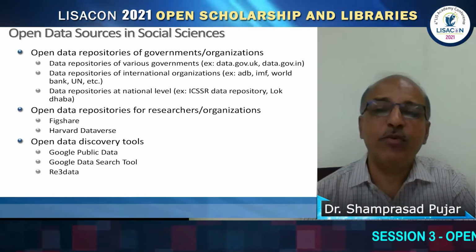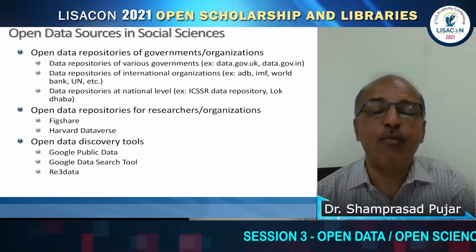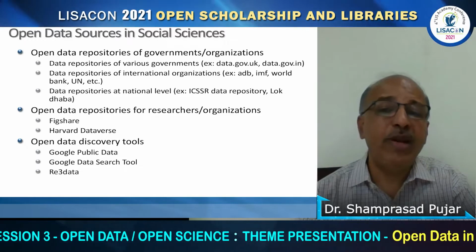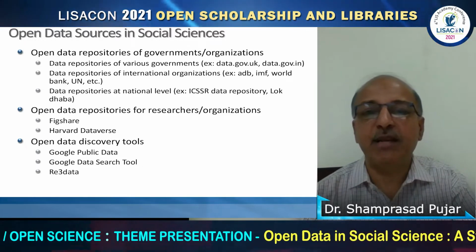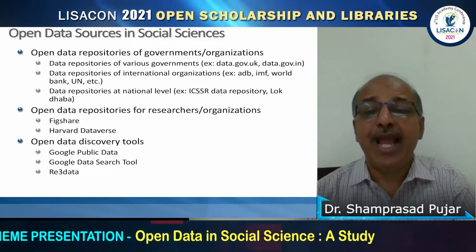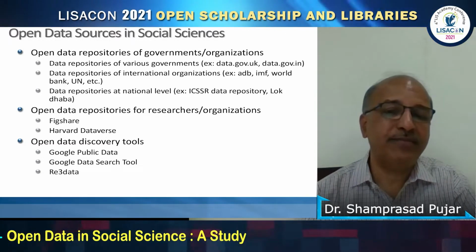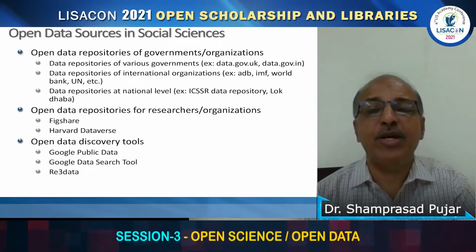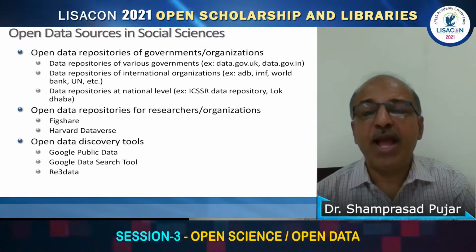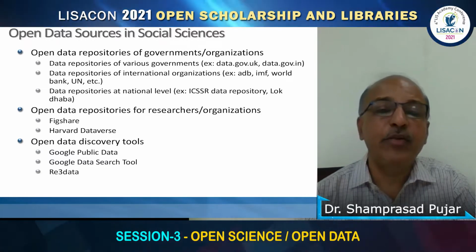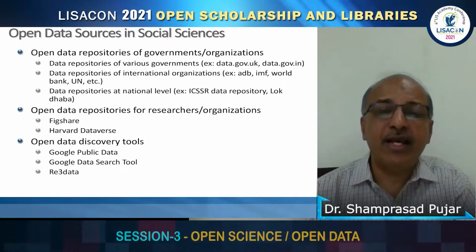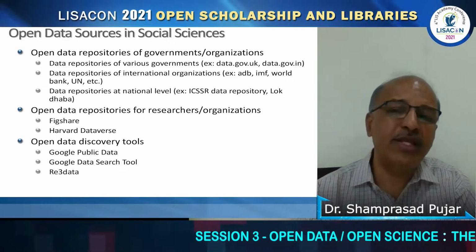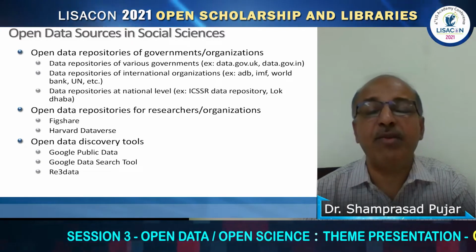Similarly, if you want data about the UK government, you go to data.gov.uk, and you will be able to get government data produced by different ministries or departments. That data is easily accessible in a reusable format. Similarly, there are data repositories at the international organization level, like the ADB, Asian Development Bank, International Monetary Fund, World Bank, United Nations. All of this data used to be available only on subscription, whereas now most of the data produced by these international organizations is made available as open data.